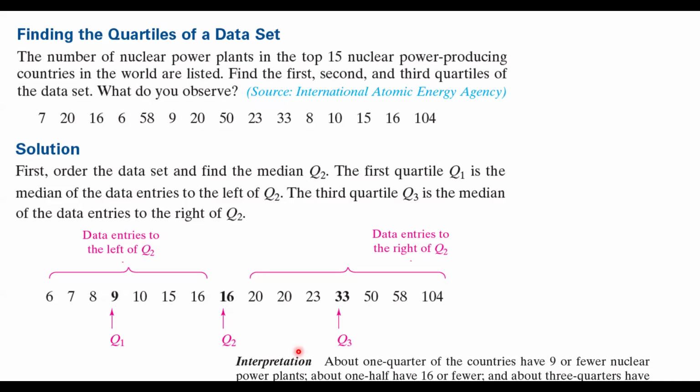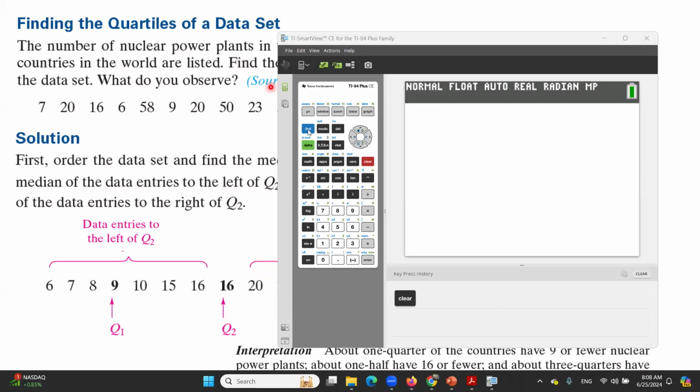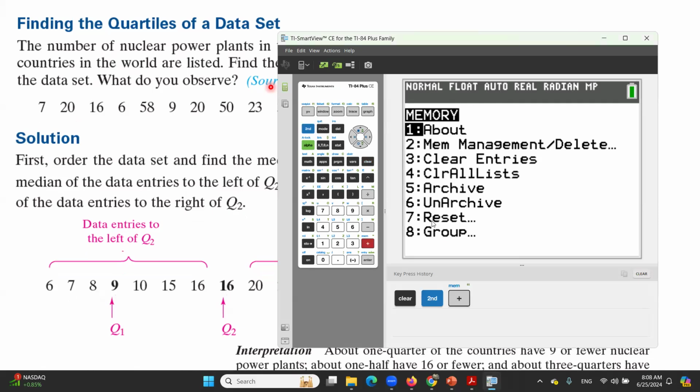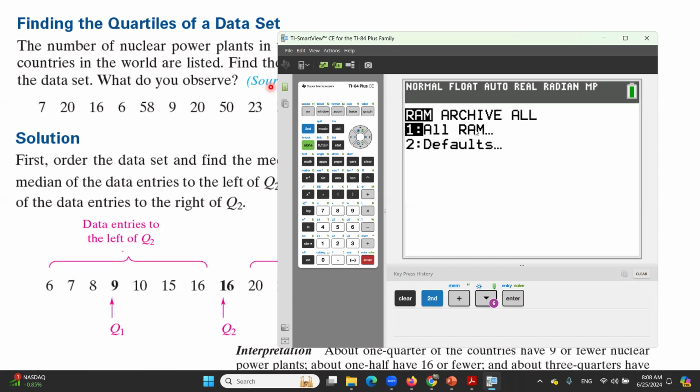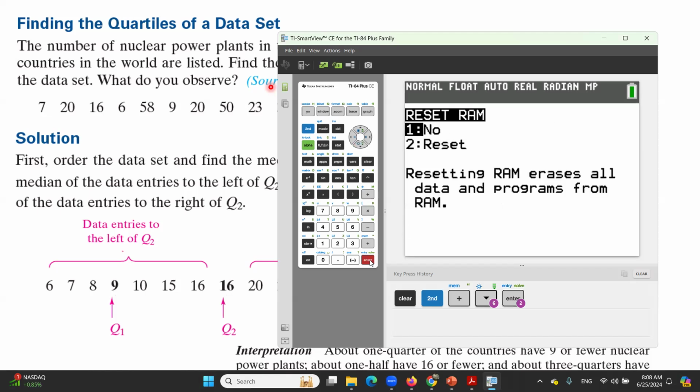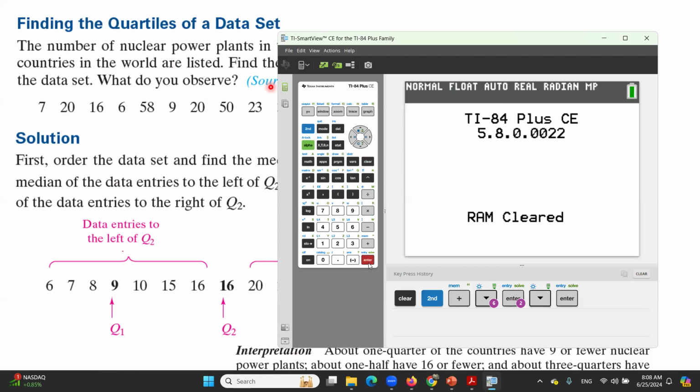We're going to enter the data into our calculator. Many times, you have already entered a lot of data into your calculator, so it's easier to reset the calculator. Click on second plus, and then go to reset. So I'm going to use my arrow key to go to reset and enter. First of all, reset all RAM. Enter. Yes, I want to reset. You have to repeat this one more time.